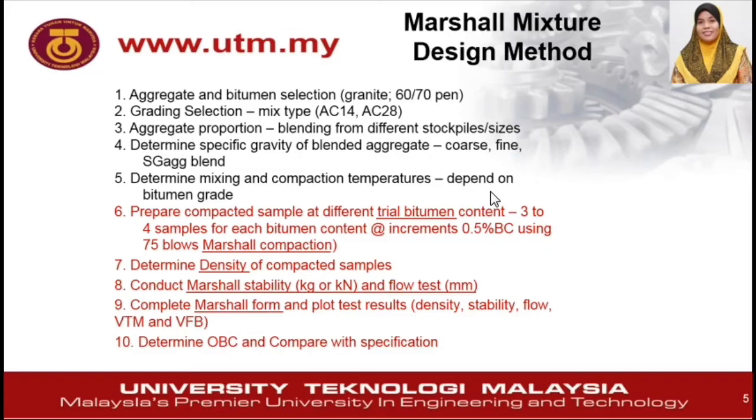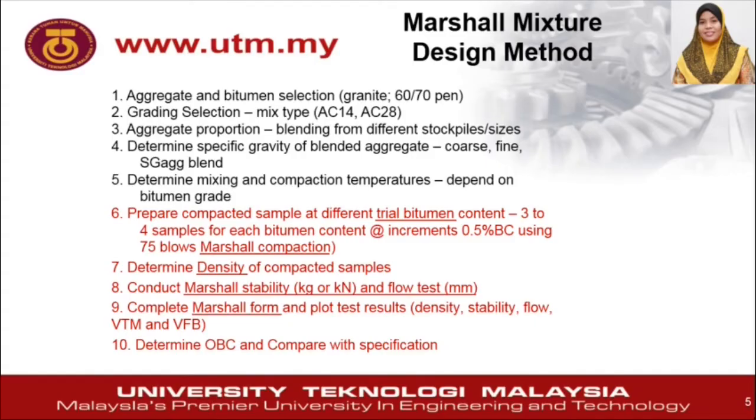On the other hand, steps number 6 to 10 are conducted during the OBC determination. So first, we have to prepare the compacted samples at different trial bitumen contents. As highlighted earlier, our target is to determine the optimum bitumen content. So we need to do a few trials with 3 to 4 samples for each trial bitumen content, with increments of 0.5% bitumen content, using 75 blows Marshall compaction. Okay, to clarify this, what exactly is the trial bitumen content and how the sample is compacted. Okay, let's have a look at the next slide.